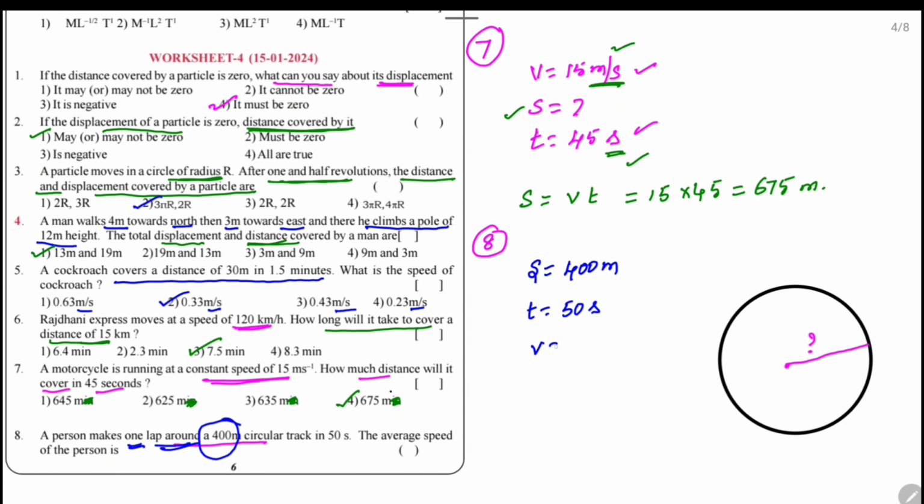Then what is the average speed? Average speed is total distance over total time. So 400 meters divided by 50 seconds, which is equal to 8 meters per second. So your option will be 2, option 2.